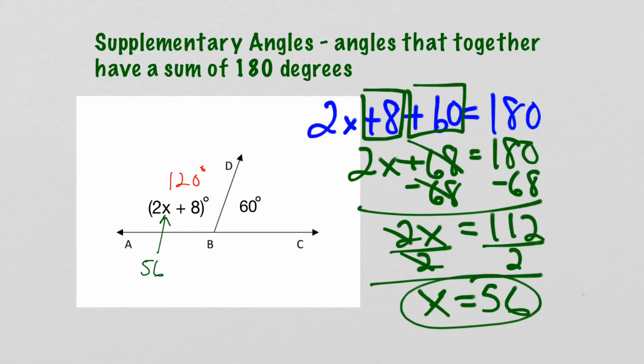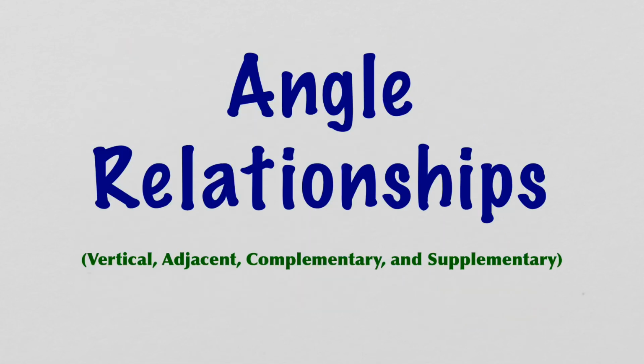So really quickly, just to finish it off, you have 4 different angles here: vertical, adjacent, complementary, and supplementary. You need to know the definitions of each. They are somewhat similar, so please make sure you know the definitions well so you don't confuse them with each other. And you're going to try some problems with that this week.